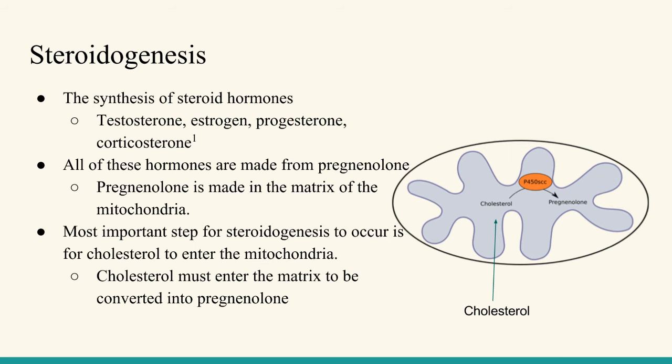So steroidogenesis is the synthesis of steroid hormones. The four steroid hormones are testosterone, estrogen, progesterone, and corticosterone. All of these four hormones are made from pregnenolone, and pregnenolone is made in the matrix of the mitochondria. The most important step for steroidogenesis to occur is for cholesterol to enter the mitochondria, and the cholesterol goes to the matrix where it becomes pregnenolone, which then makes the steroid hormones.